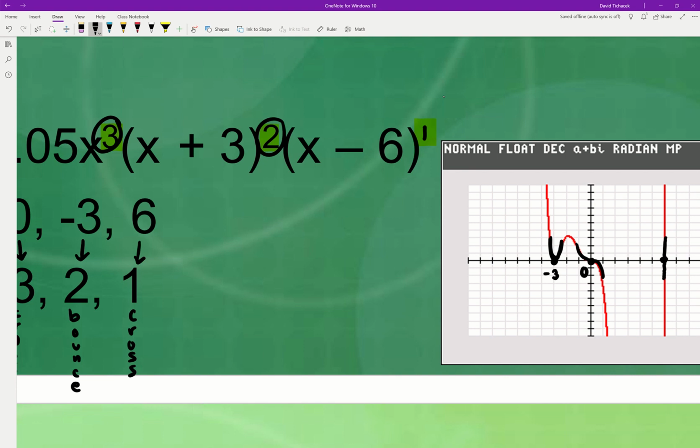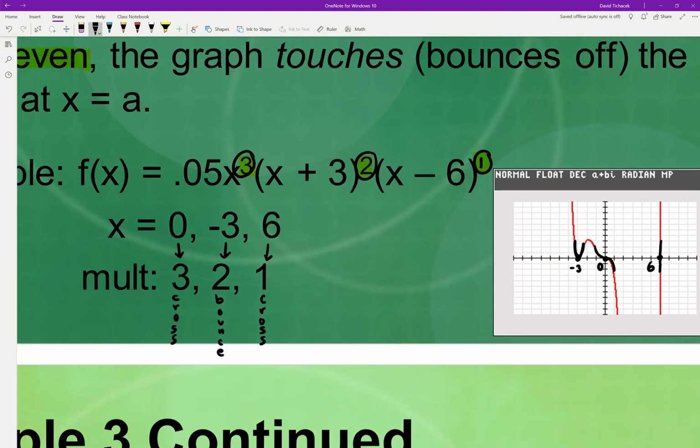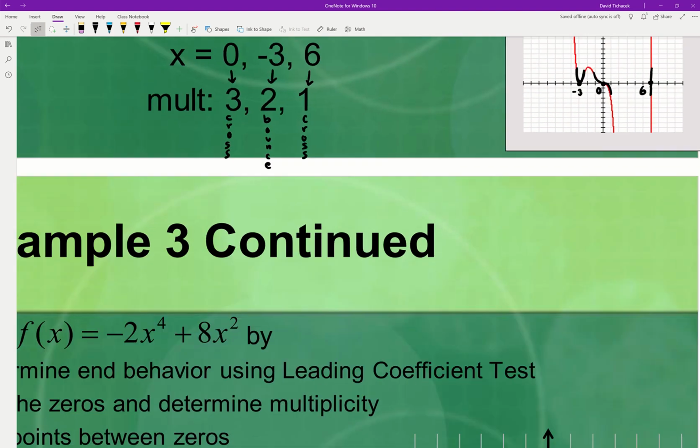And then, of course, if you look at the 0 of 6, we just crossed through in what seems to be a straight line fashion, right? And that makes sense, too, because the exponent there happened to be a 1. The multiplicity happened to be a 1, right? So you can get a lot of information about what the graph is going to look like at each of these x-intercepts by simply looking at the multiplicity of each of those zeros, okay?